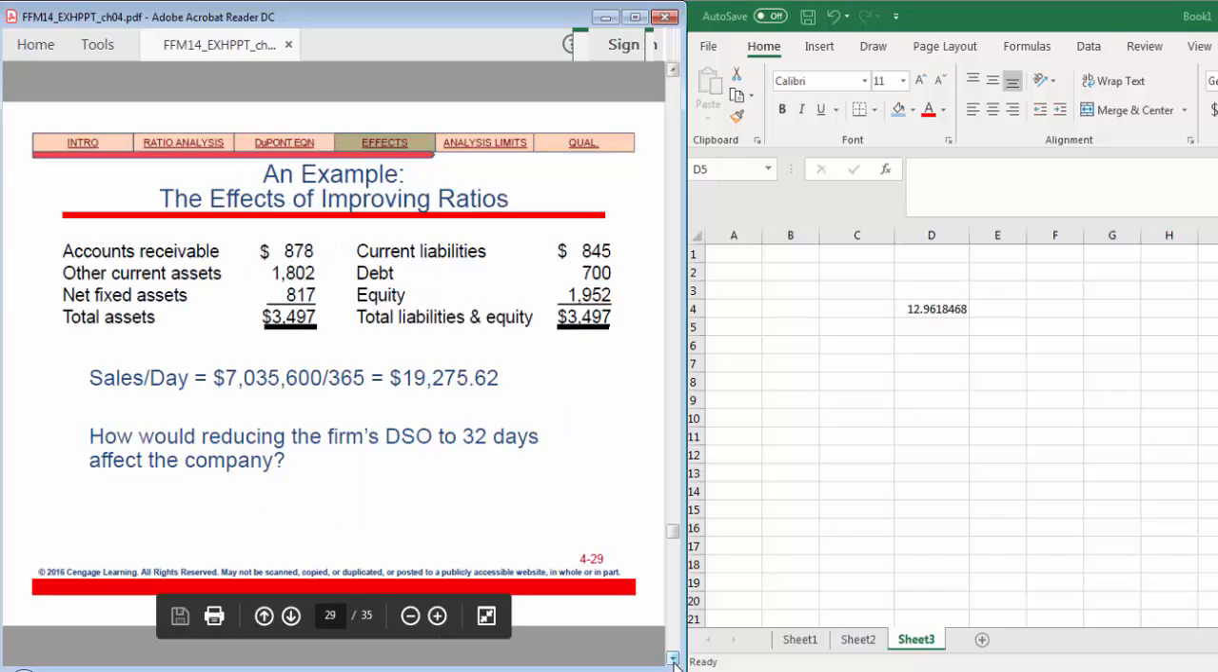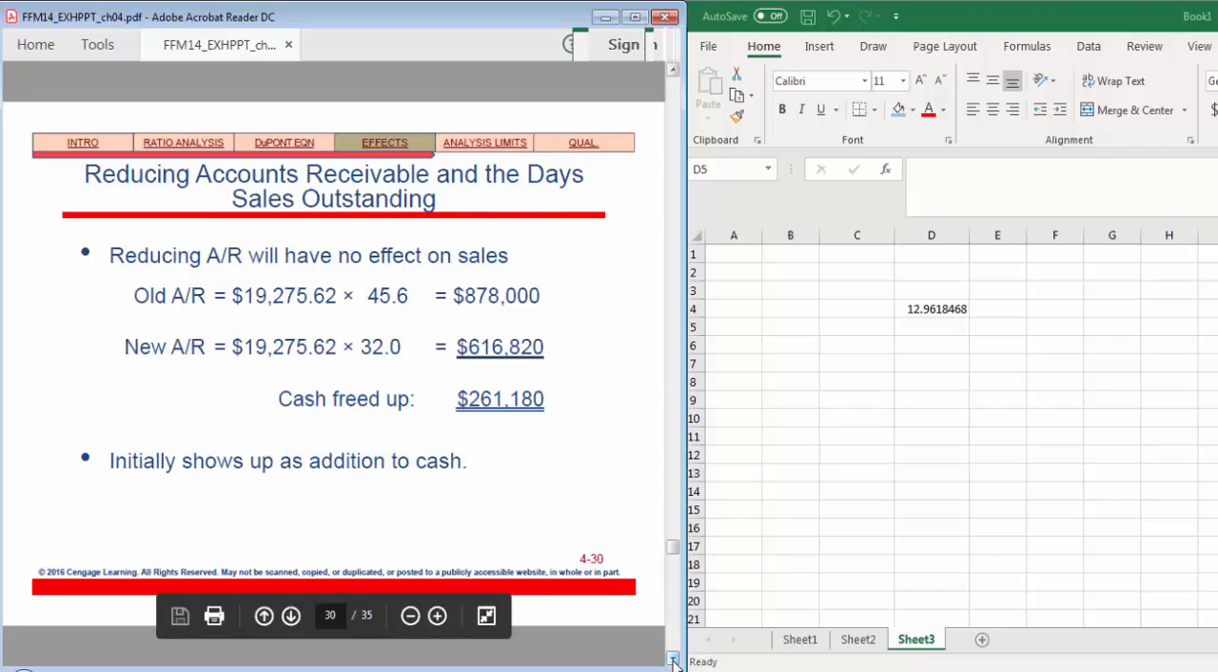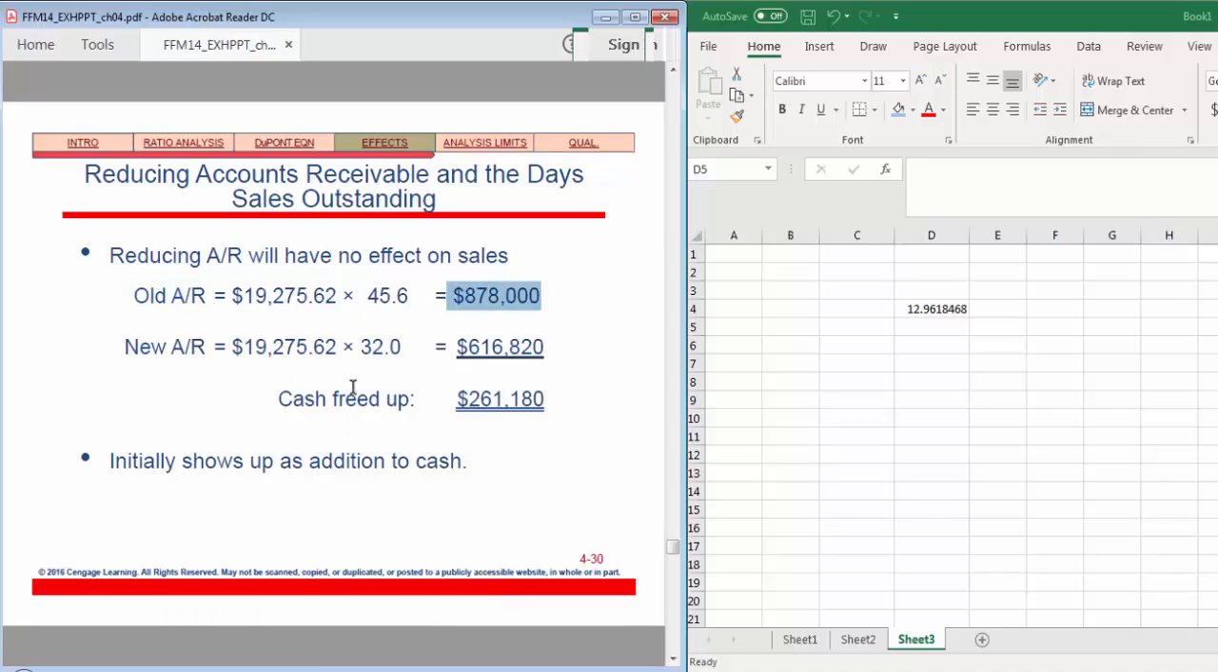An example: the effects of improving ratios. So you have this given: sales per day is equal to 7035600 divided by 365, which is 19,275.62. So reducing accounts receivable will have no effect on sales. Old accounts receivable is this number, and new accounts receivable is this number. So cash freed up is going to be 261,180.